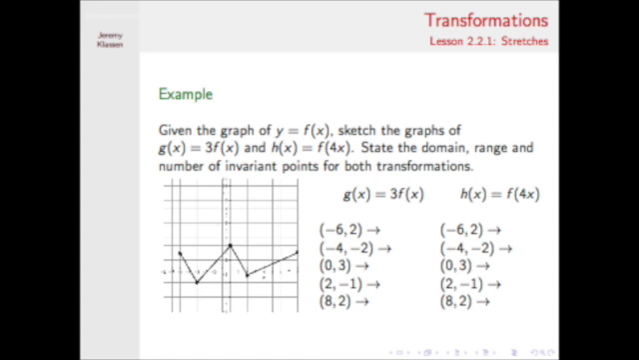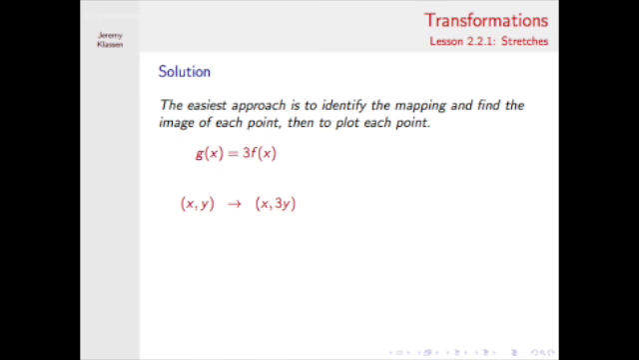Now, for this particular problem, it helps to find specific points that would make it easy to sketch when we transform those points. And so what I've done here is I've listed off the coordinates of all of the important points, all of those vertices or the endpoints of the line segments that make this graph up. Now, the easiest approach to this problem is to identify the mapping and find the image of each point and then to plot each point.